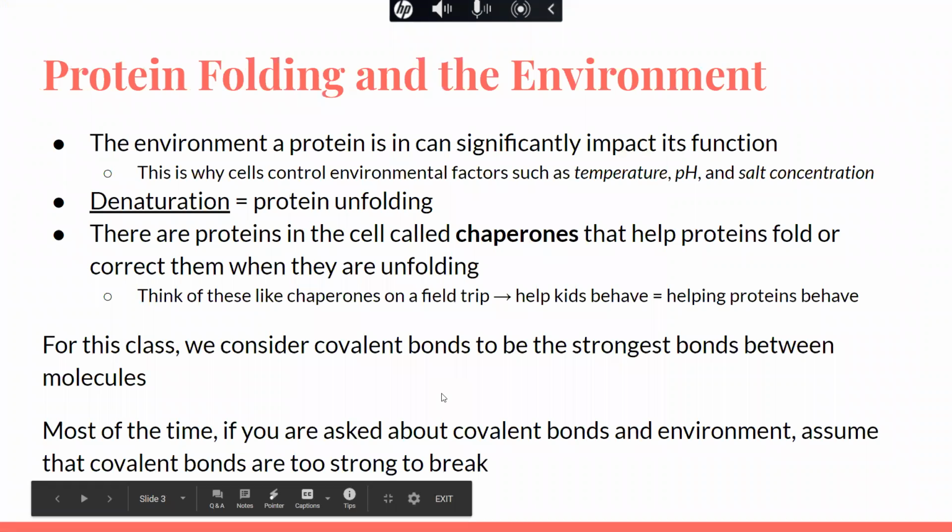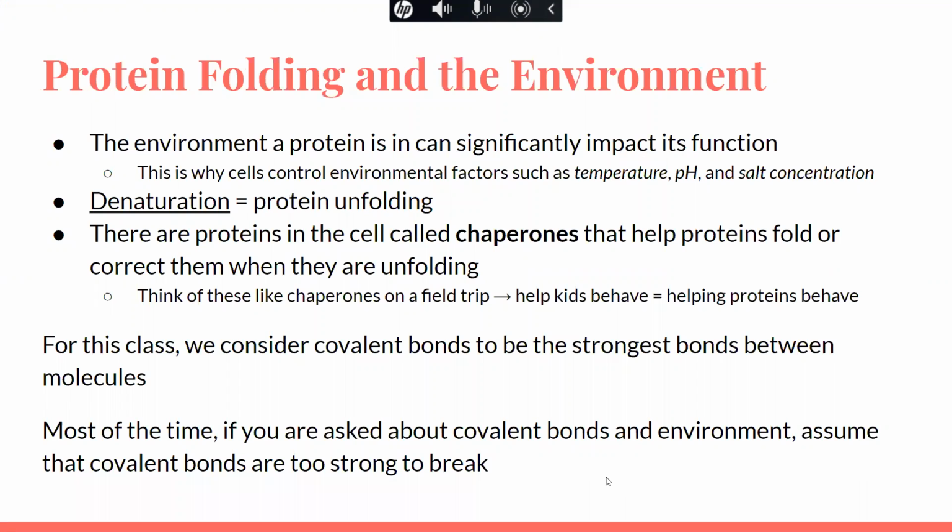Okay. So protein folding in the environment. The last section that we talked about was protein folding. And if you remember correctly, we talked about how polar, or hydrophilic, amino acids are more likely to be on the outside, and hydrophobic amino acids are more likely to be clumped on the inside when a protein folds. This is known as the hydrophobic effect.